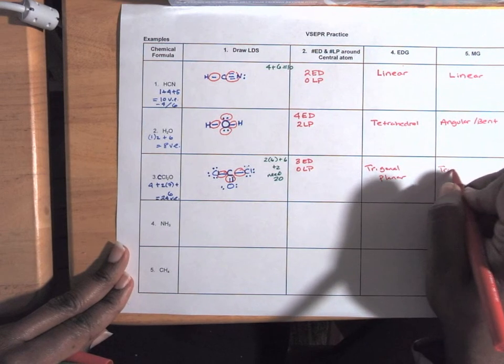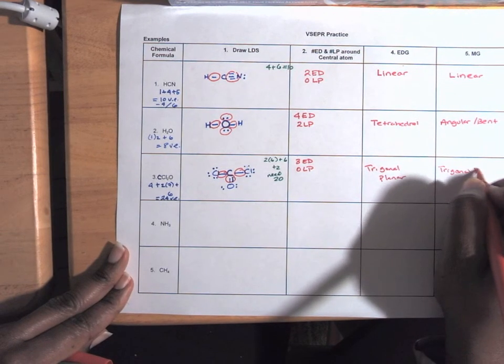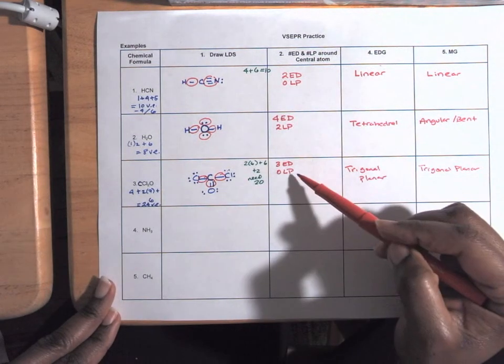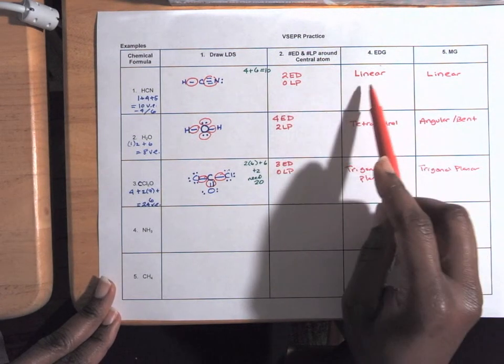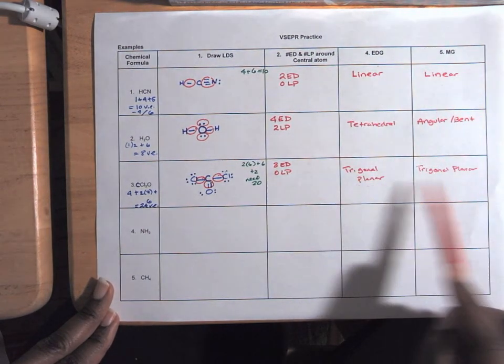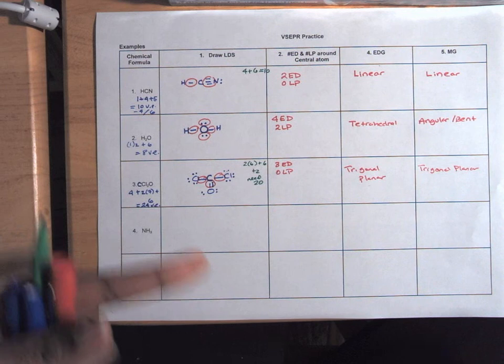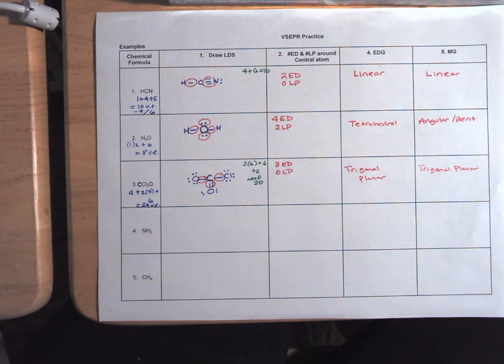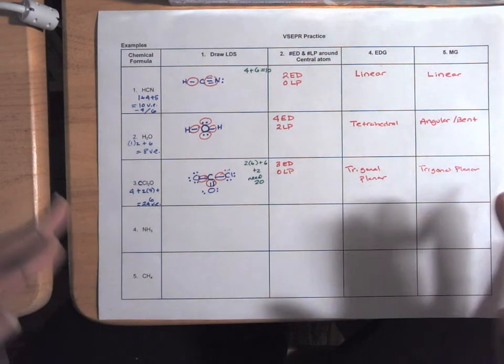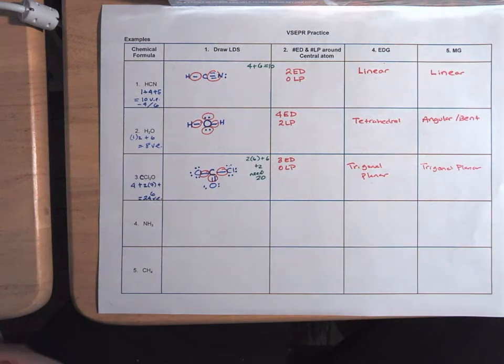And one thing you will notice is that whenever the number of lone pairs is 0, the electron domain geometry and molecular geometry are going to be the same thing. Because in the molecular geometry, you're ignoring lone pairs, but if you have no lone pairs to ignore, then you're going to have the same geometry as the electron domain geometry.